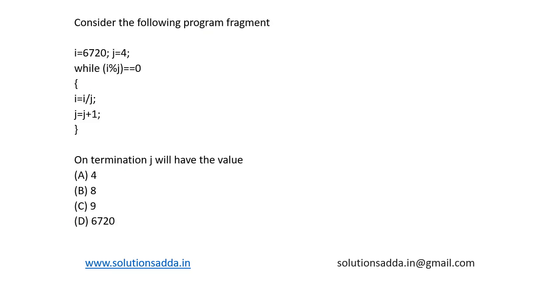This is a question from C programming. We are given i equal to 6720, j equal to 4. While i mod j equal to 0, i equal to i divided by j, j equal to j plus 1. On termination, what will be the final value of j? So the condition to be checked here is i mod j is equal to 0. Now let's write the i value here and the j value here. Initially we are having what?